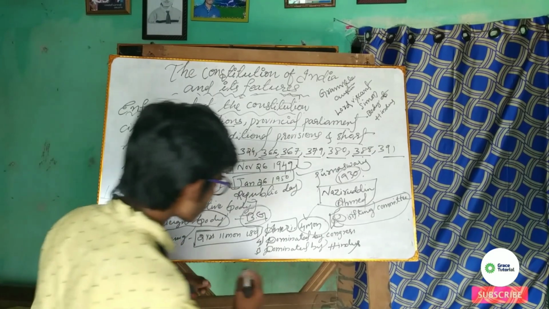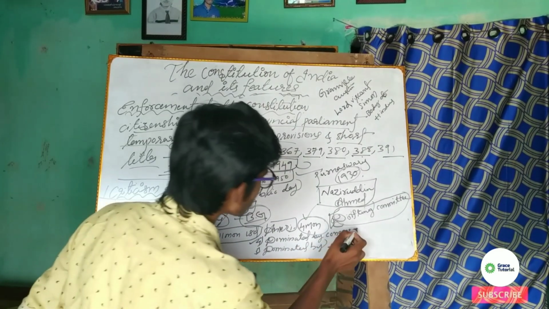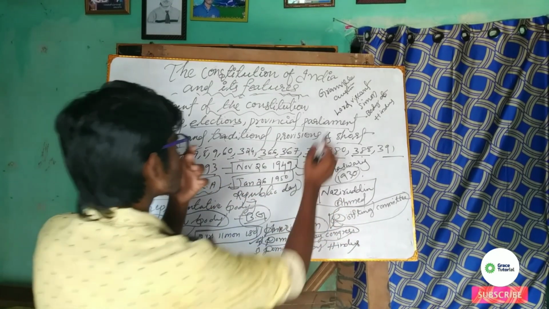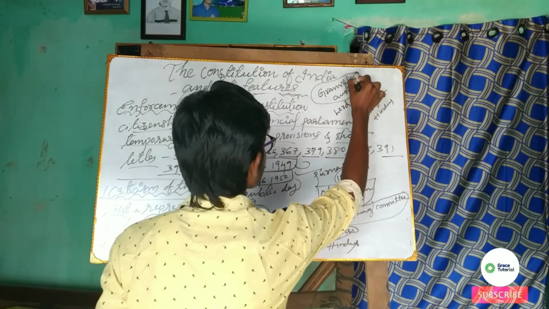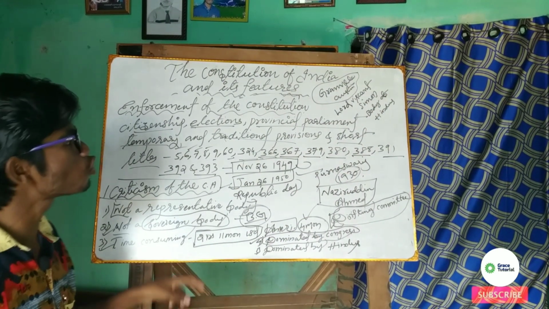The critics also say that the Constituent Assembly was dominated by the Congress. Well, Granville Austin. So who is Granville Austin? Granville Austin is basically a constitutional expert, the British constitutional expert.